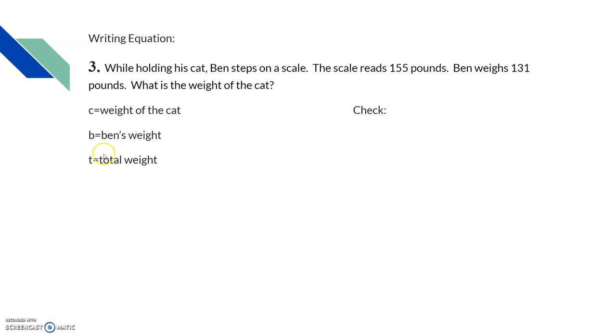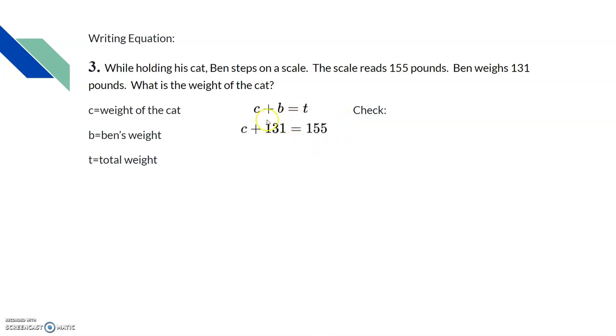I have the variables on the left side. You need variables, but it doesn't matter what letter it is. I just use C for cat, B for Ben, and T for total. It doesn't really matter, but I just use these. But you absolutely need 3 variables. And now this is how you form it. C plus B equals T. C plus B is the weight of cat and Ben together, and T is the total weight.